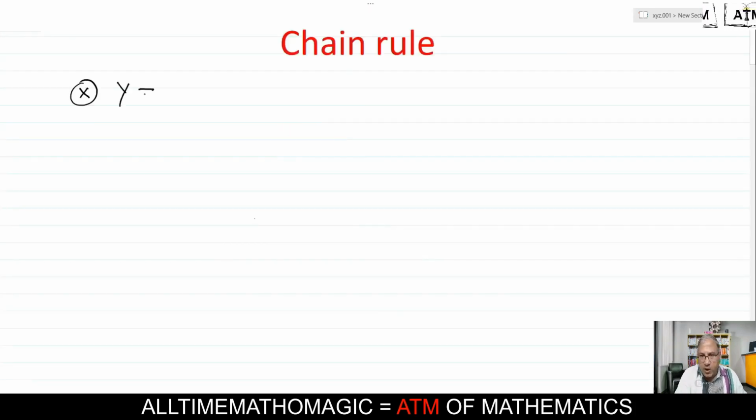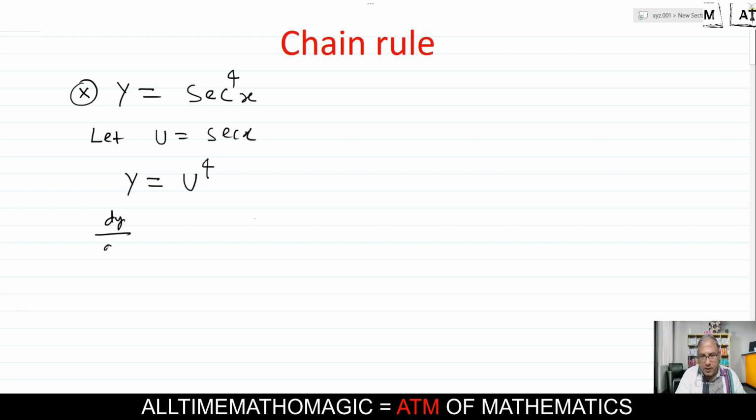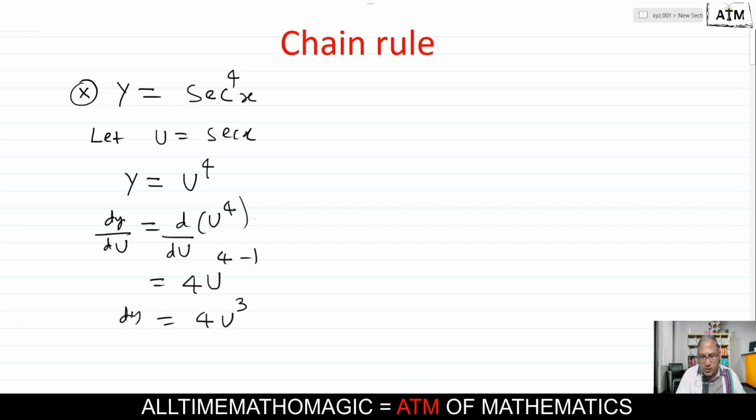Next example, y equals sec raised to 4 x. Find dy by dx by chain rule. Now the procedure is the same. Let u equal sec x, so y equals u raised to 4. dy by du equals the derivative of u raised to 4 with respect to u, which equals 4u raised to 4 minus 1, that is 4u raised to 3. This is dy by du. Call it equation number 1.